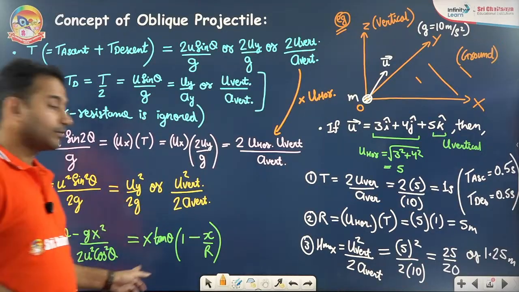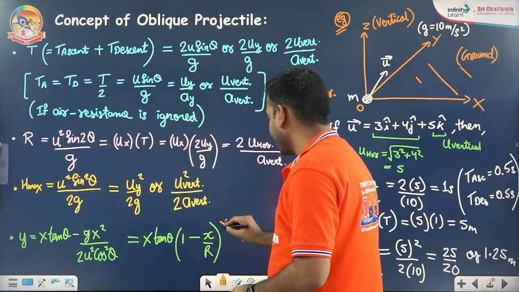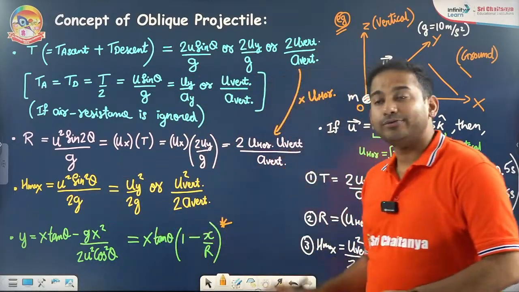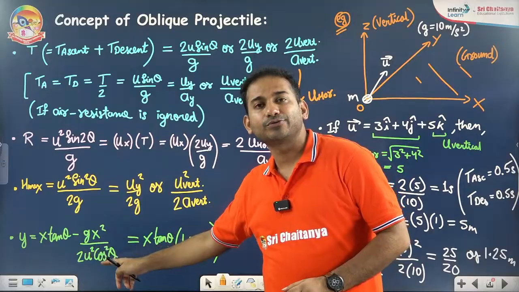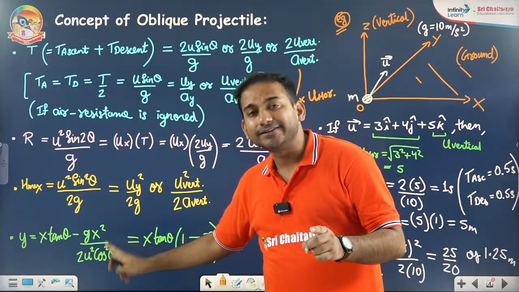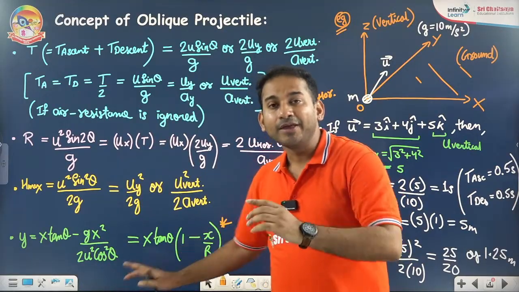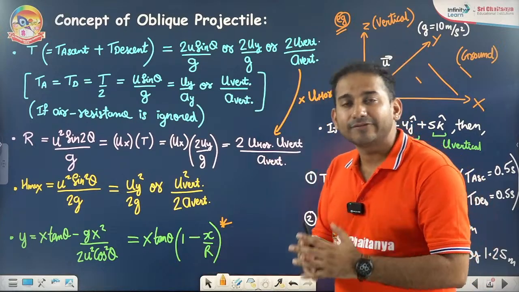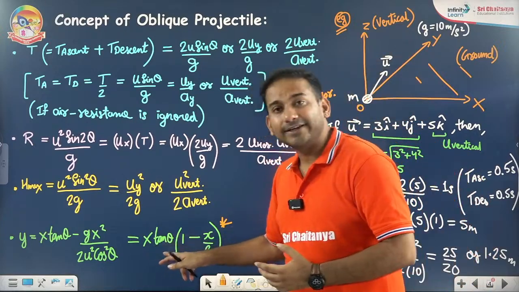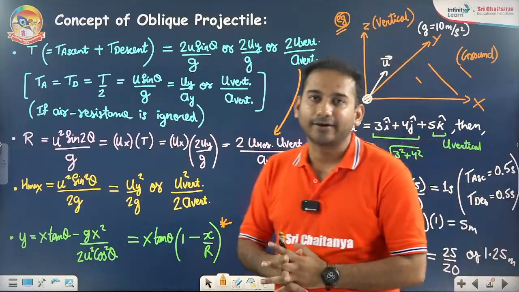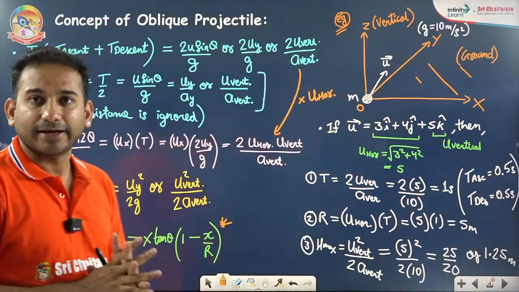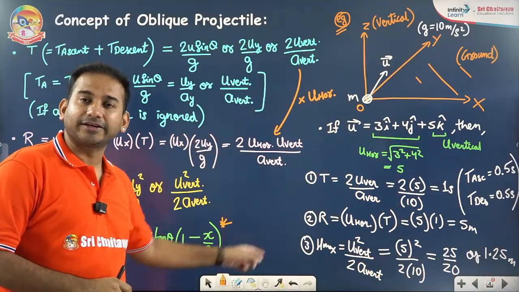Another form of equation of trajectory, which one is more important, that is y is equal to x tan theta minus gx square over 2u square cos square theta. This format is the NCERT format. But what we are going to use majorly for our entrance level problems is y equals x tan theta times (1 minus x by R). All right. So I'm expecting you to remember this.